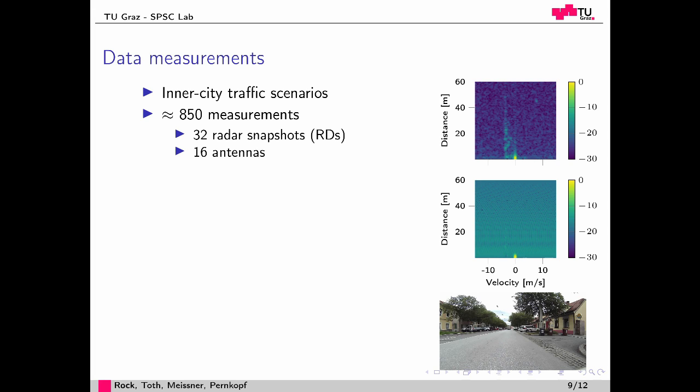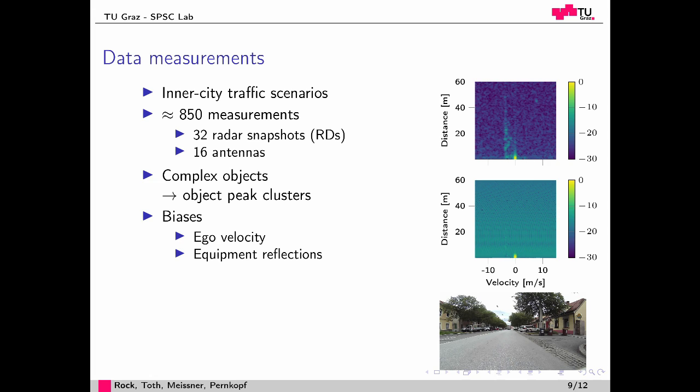We took our data measurements in inner city traffic scenarios. We took around 850 measurements, where each measurement consists of 32 radar snapshots or range Doppler maps, each with 16 antennas. When we analyzed our measurements, we found that we have rather complex objects, so the object peaks are clustered and can be distributed over the distance and over the velocity. Also, we found some very strong biases in our data.